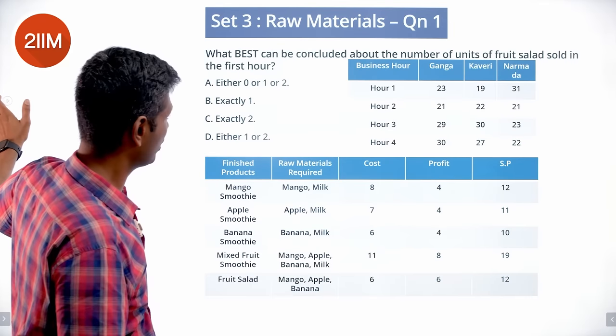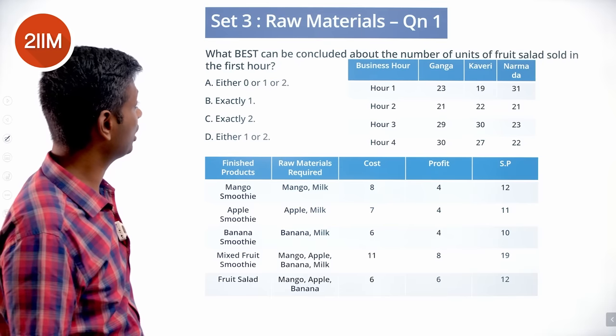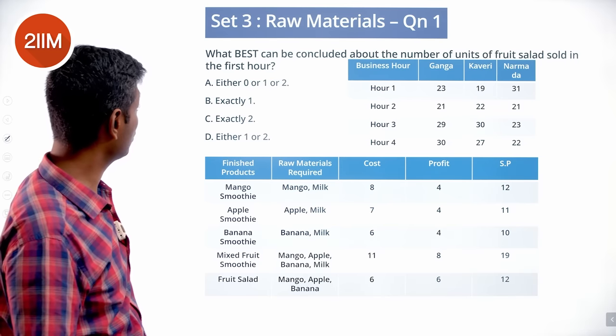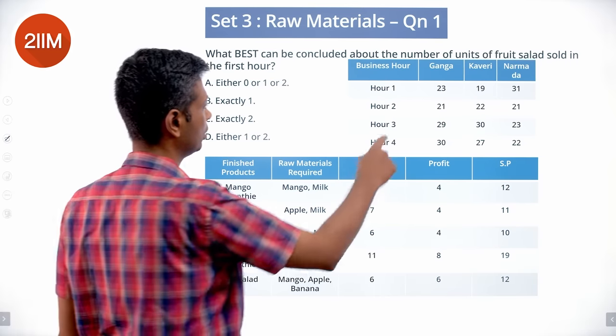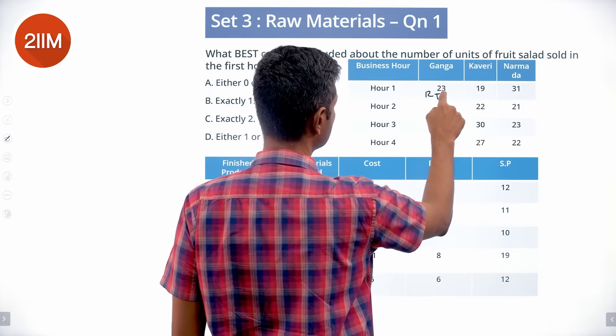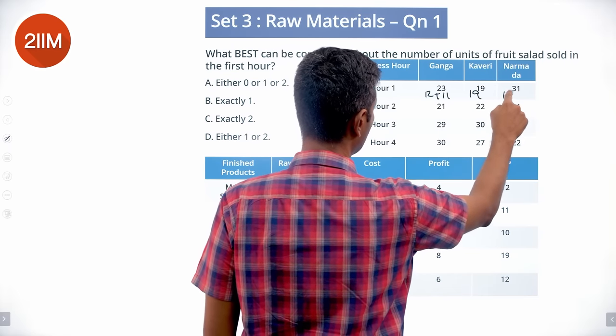Right? I'm going to go to the question straight away. What best can be concluded about the number of units of fruit salad sold in the first hour? In the first hour, so this is 12 plus 11. This is just 19. This is 19 plus 12.